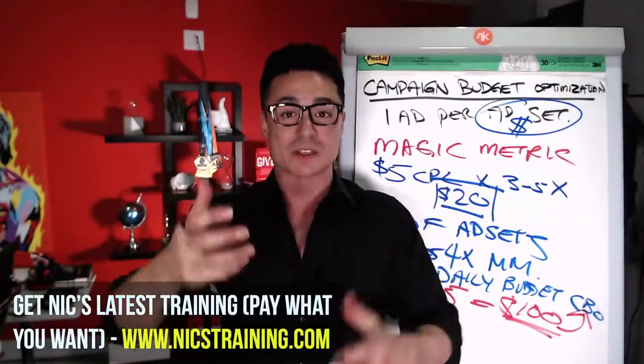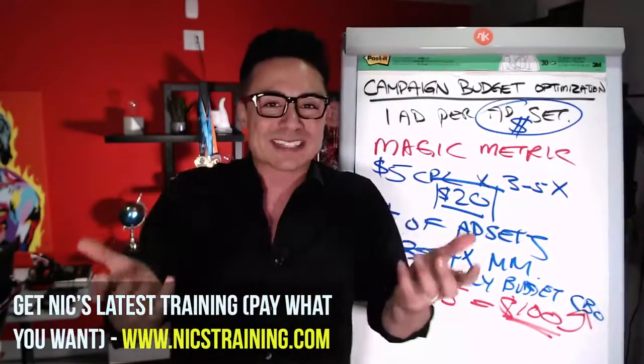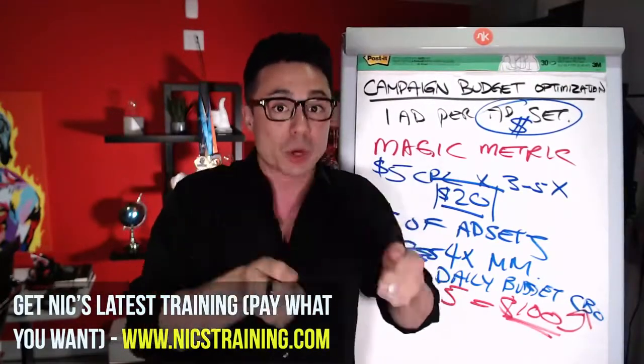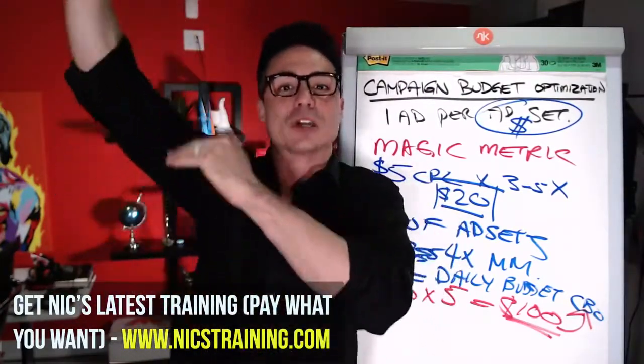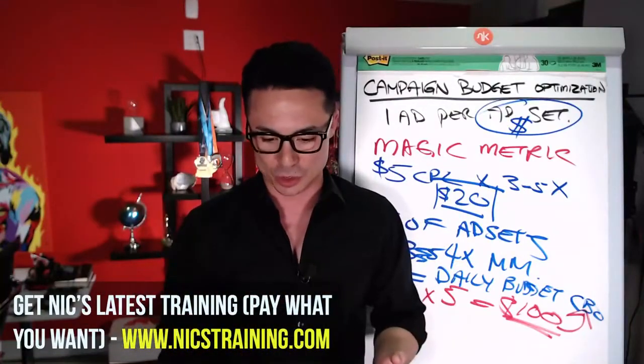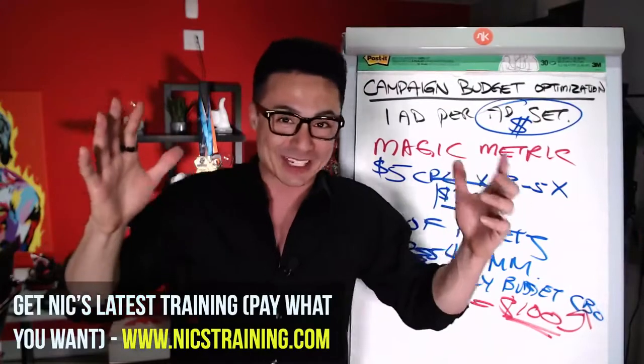Once you've found some winners, turn off the losers and start scaling those up evenly to approximately $100 per winning ad set. And you can go from there and you'll start to see the whole system take its course and do its thing. So that's all I got for you today.